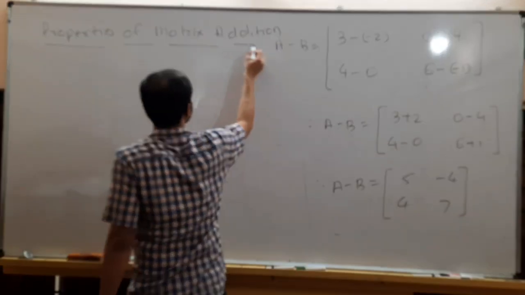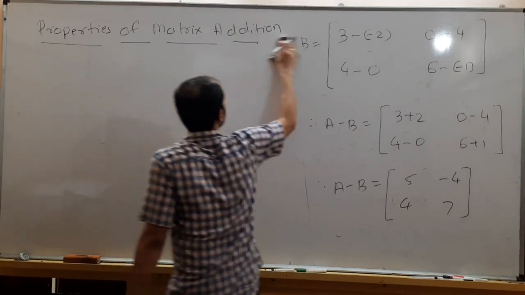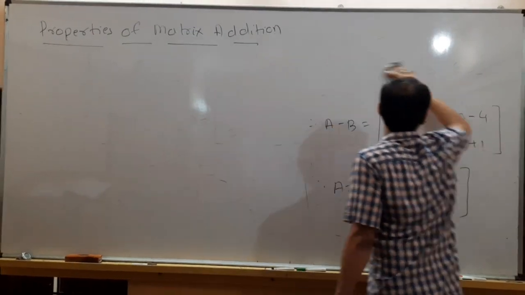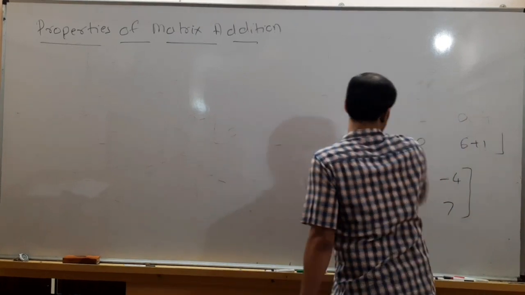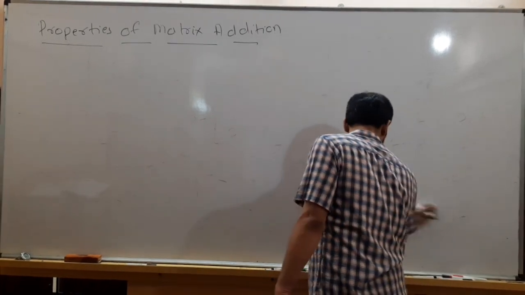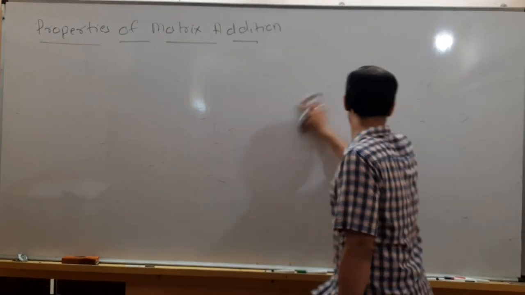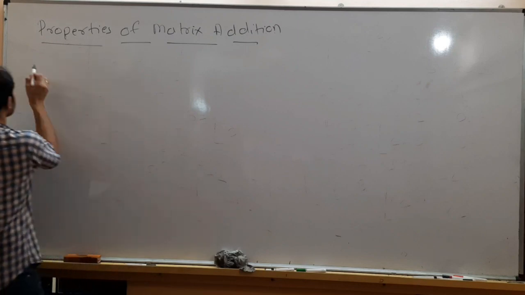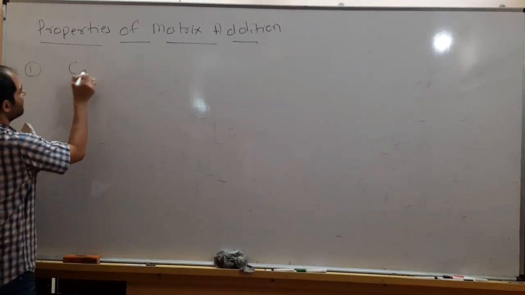Properties of matrix addition. Matrix addition has a commutative law and an associative law. Now, what are the commutative law and the associative law? I will just write them, and you just need to remember them. It's very simple. First is the commutative law.